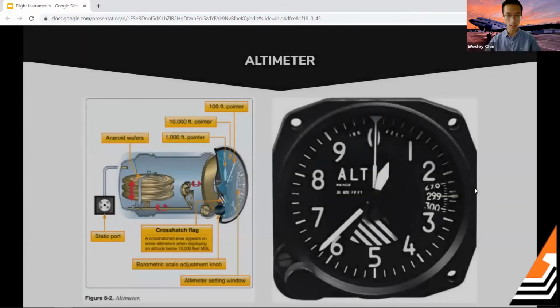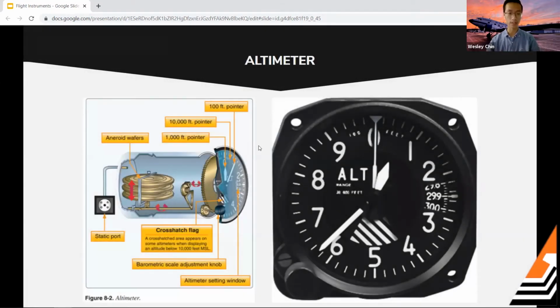If we take a look at this diagram here in the PHAK as well, here's the inside of the instrument case for the altimeter. We can see the static port directly connects to the instrument case. So here it's all filled with static pressure. That'll either compress or expand the aneroid wafers, which are then mechanically linked to the pointers on the face of the instrument, and you'll get your altitude readouts on there.